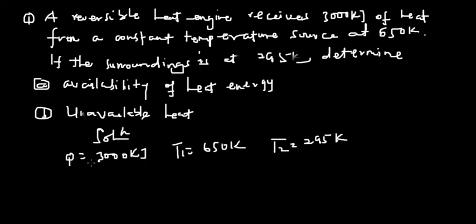We've been given heat of 3,000 kilojoules, temperature T1 as 650, and T2 as 295. We have to find the availability of heat energy and the unavailability of heat energy. From here, you notice that I quoted a specific equation in this format: the heat divided by the change in temperature. That's why I stated that we have state 1 and state 2. That's the entropy.